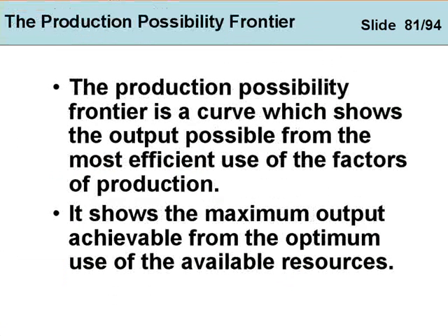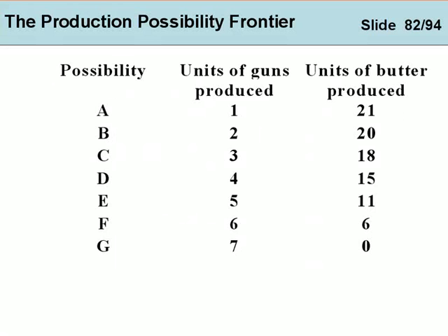To get at the choice problem, let's look at something called the production possibility frontier. This is a curve, a diagram, which shows the maximum outputs, the most efficient outputs from the combination of the factors of production. Let's look at a table which will illustrate it. This is a table which relates the production of guns to the production of butter.